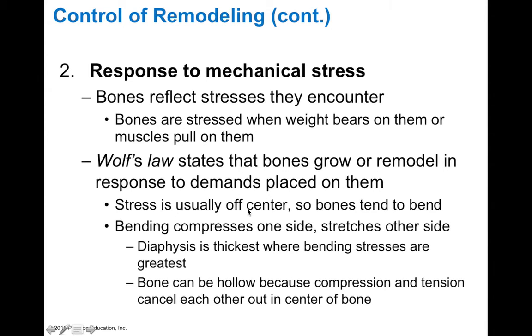Stress is usually off-center, so bones tend to bend. Bending compresses one side and stretches the other side. So the diaphysis will be thicker on the side where the bending stresses are the greatest, which makes sense because you want the bone to be able to resist that stress. And the bone can be hollow because compression and tension cancel each other out in the center of that bone. So in the medullary cavity, stresses and tensions cancel out, which explains why there is no spongy bone in the medullary cavity.